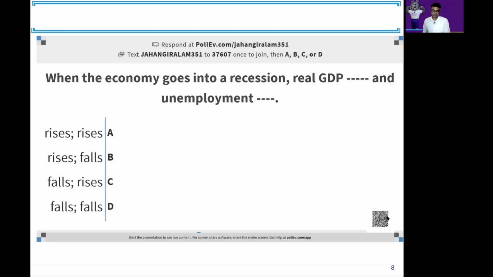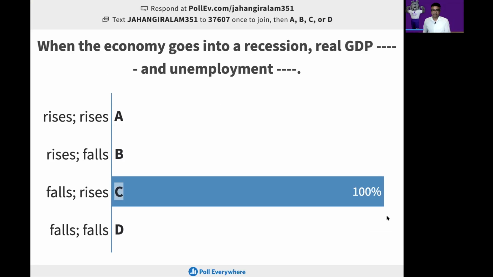So the correct answer is C. Okay. So when the economy goes into recession, real GDP falls and unemployment rises. Very simple.